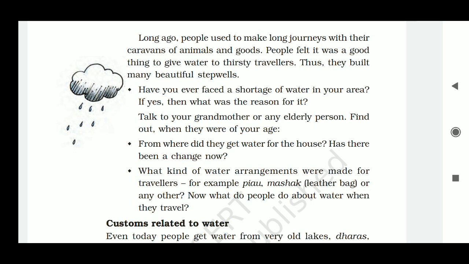Customs related to water. Even today, people get water from very old lakes, dharas, step wells, and nolas. Many customs and festivals are related to water. At some places, whenever lakes get filled up with rainwater, the people gather around the lake to celebrate. So this is a celebration of water, a custom related to water, which is a sign of showing value to water.